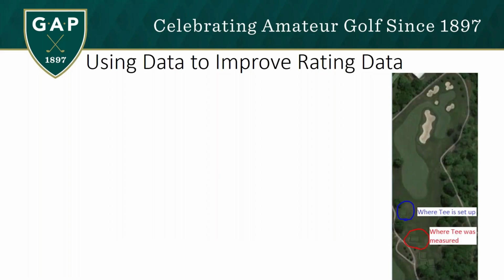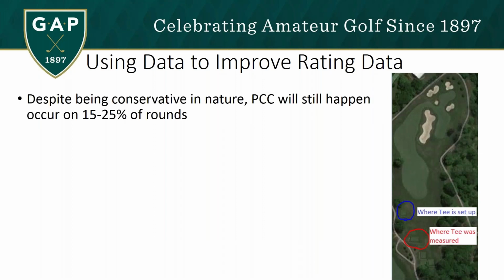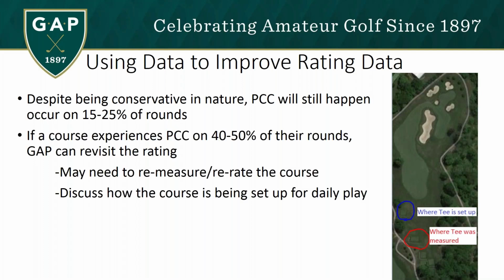All right. So a couple things looking into the future of how we can use PCC to better do our jobs. Again, despite being conservative in nature, PCC will still occur on 15 to 25% of all rounds. Even if a course is rated perfectly, there will still be days where the weather or course conditions cause scores to deviate from the mean. But if there's a course that keeps popping up on a PCC report with PCC occurring on 40 or 50% of its rounds, something's clearly wrong, and it gives us an opportunity to revisit the rating and see what's going on.